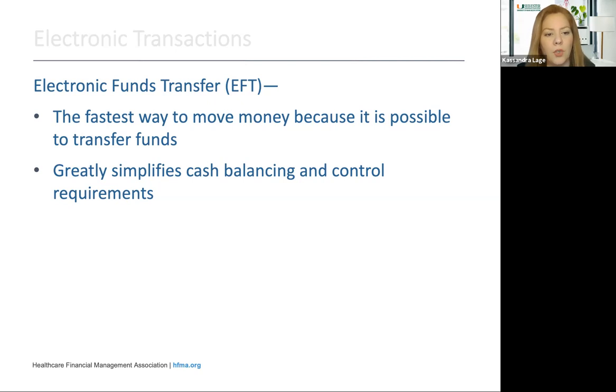EFT balancing and controls: the use of EFT greatly simplifies cash balancing and control requirements since the cash is deposited directly into the provider's bank account. The bank informs the provider of the amount received and issues a deposit. The provider balances this to the electronic remittance advice received.